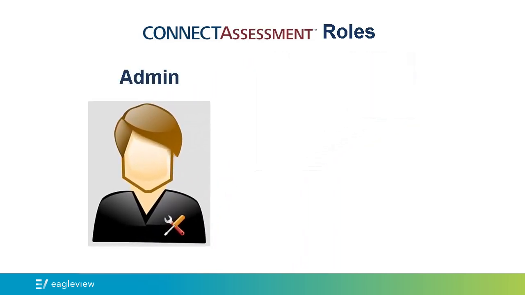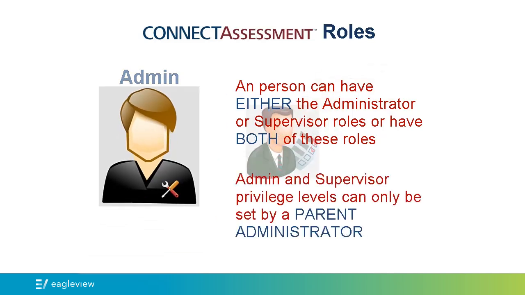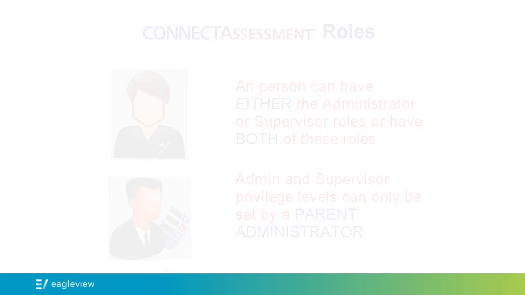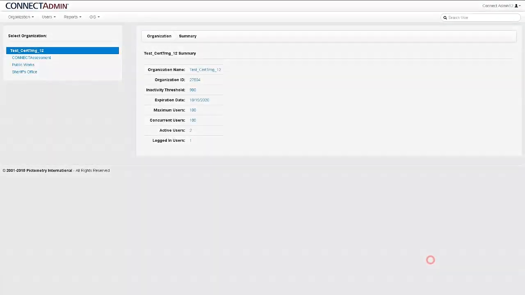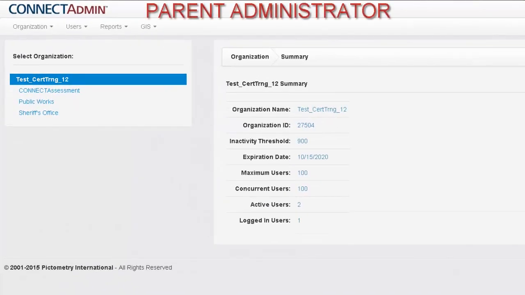An administrator can have either or both of these Connect Assessment roles, depending on how you would like to set up the privileges. These privileges can only be assigned by your organization's parent administrator. To set up a user as a Connect Assessment administrator or a Connect Assessment supervisor, a parent administrator from your Connect organization must be logged in to Connect Admin.